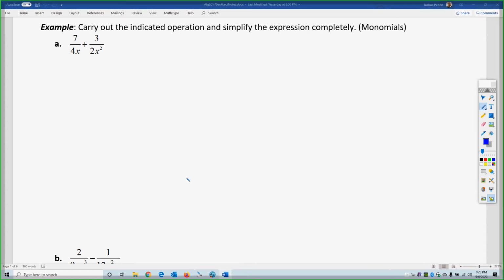Okay, so if we look at the fractions here, the denominators are 4x and 2x squared. Those are clearly not like denominators. So 4x in a factor tree is 2, 2, and x. And 2x squared is 2, x, and x. Okay, so my lowest common denominator, what do they have in common? They have a 2 in common, and they have an x.